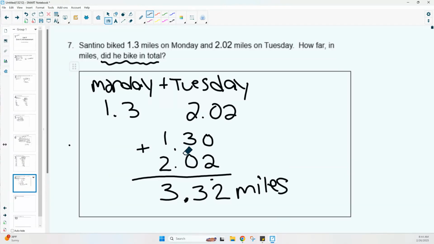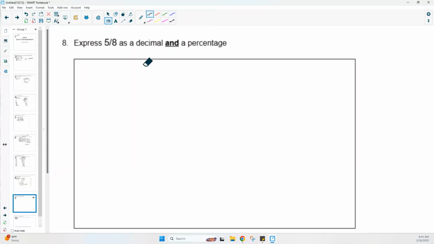All right, on to number 8. Express 5/8 as a decimal and as a percentage. Okay, to turn something into a decimal, we need to divide it out, because 5/8 really says 5 divided by 8. We know, because a fraction means division. 5 is our first number, so that is going to go on the inside. 8 is our second number, so that's going to go on the outside.